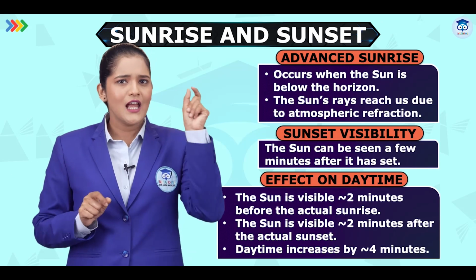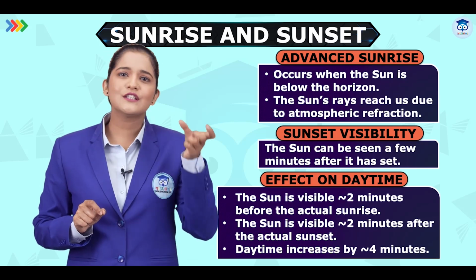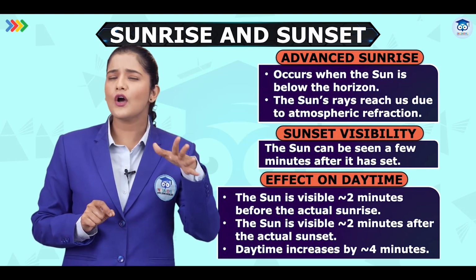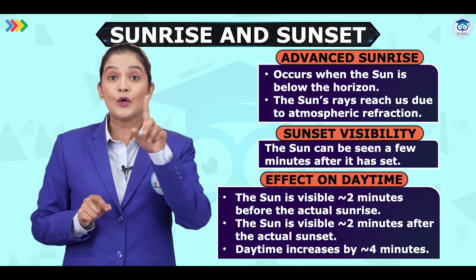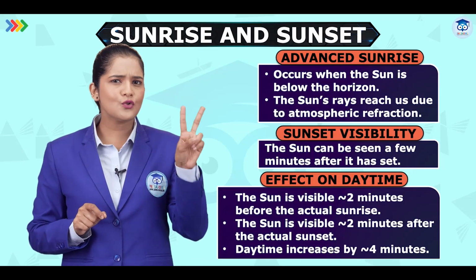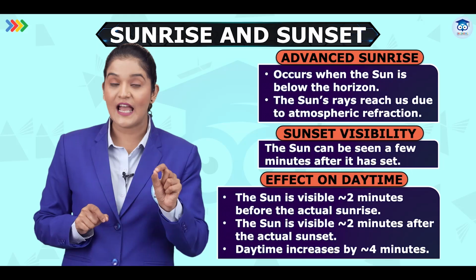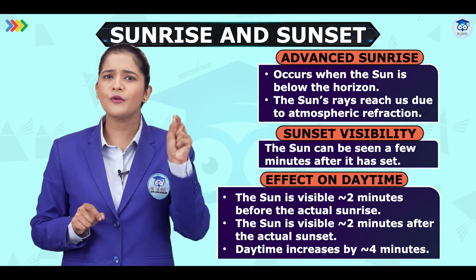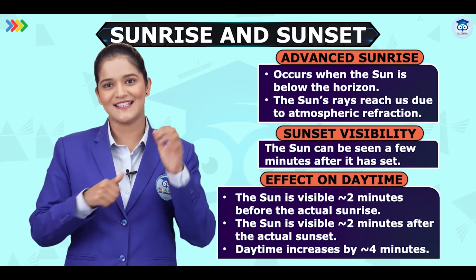In conclusion, this optical effect extends the duration of daylight by approximately 4 minutes, with the sun appearing about 2 minutes earlier at sunrise and remaining visible for about 2 minutes after sunset.